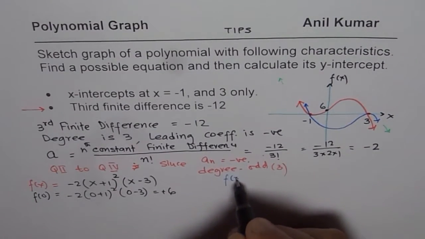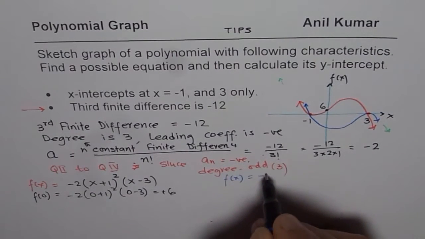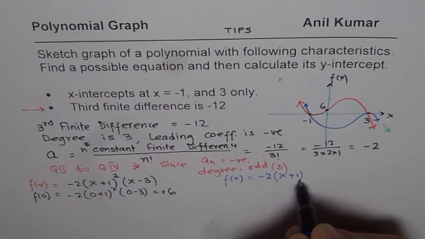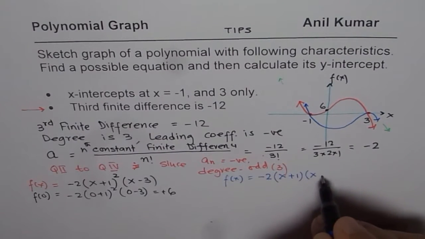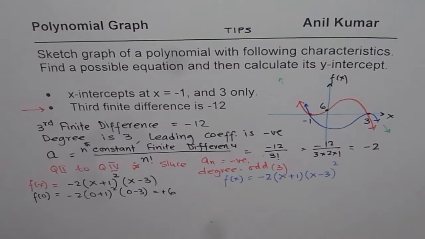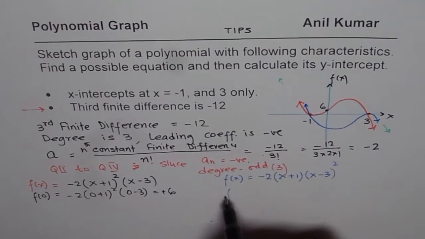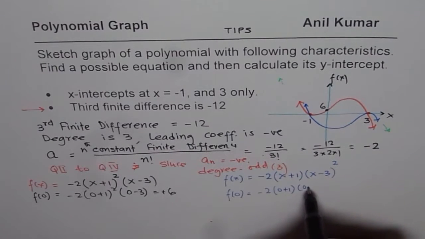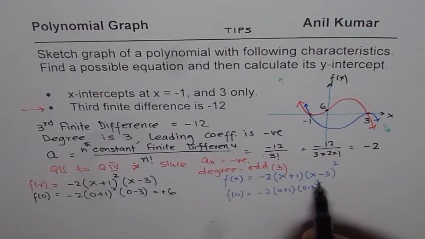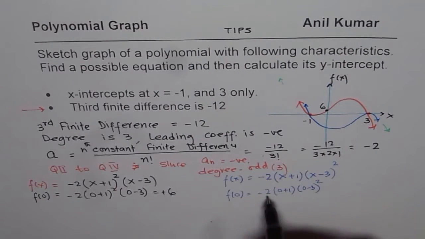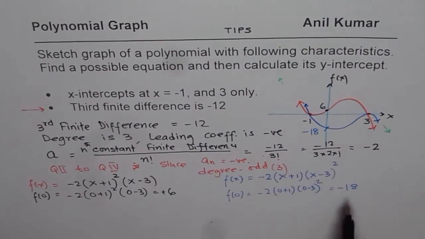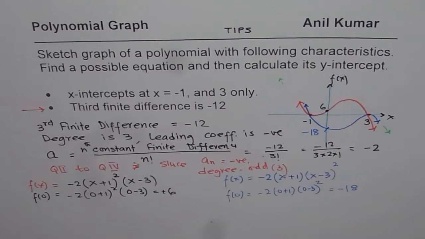Let me write down the equation for this graph. a is -2, right? Now this becomes a linear zero. So x plus 1 is linear, but 3 is quadratic. So (x minus 3) whole squared. So that becomes the equation, and f of 0 in this case will be -2 times (0 plus 1) times (0 minus 3) squared. Now 3 squared is 9, 9 times -2 is -18. So the y-intercept in the second case is going to be -18.